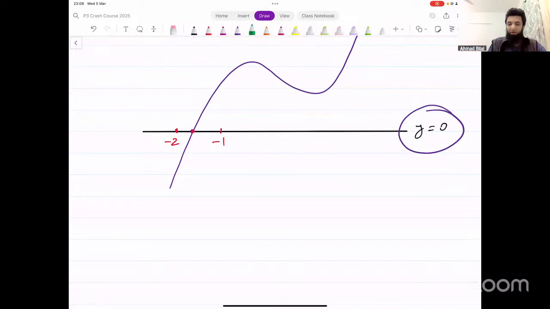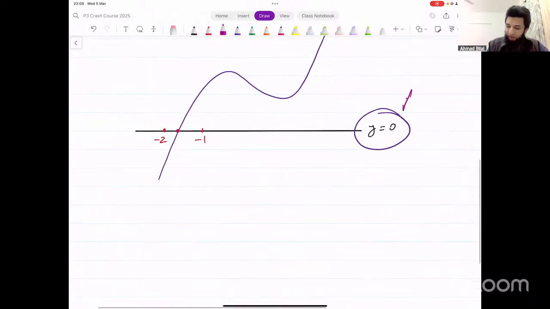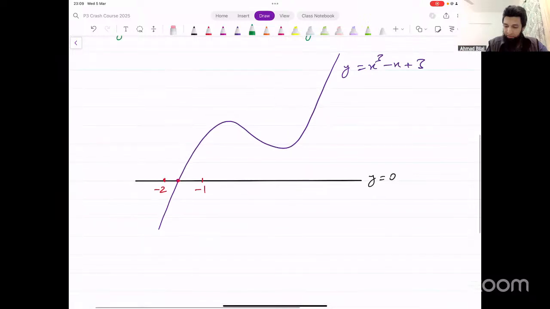We can say, okay, the solution lies somewhere between -2 and -1. This is the point where the solution lies. At the point of intersection, what's the y value? The y value is supposed to be 0. On the right side of the point of intersection, the curve has a positive y value. On the left side of the point of intersection, the curve has a negative y value.